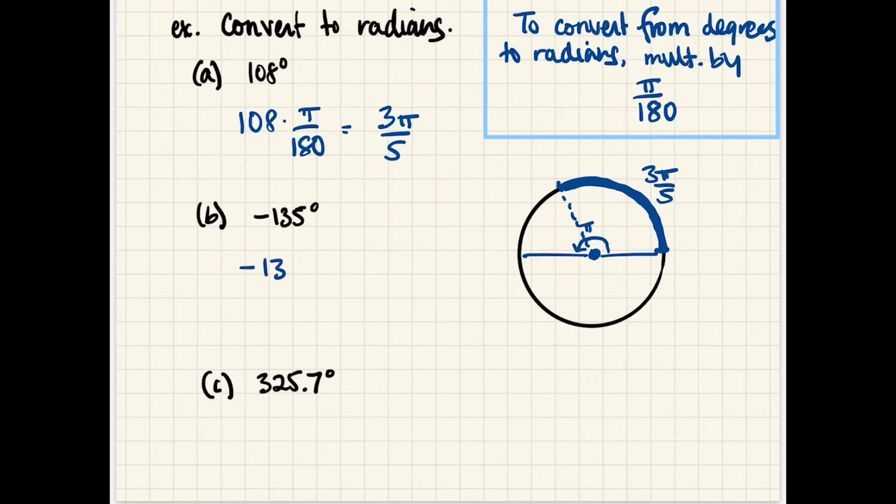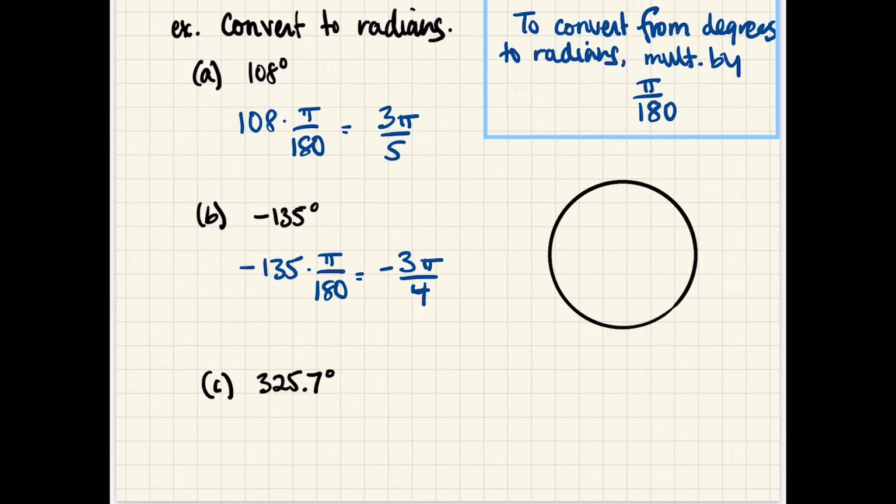So negative 135 multiplied by pi divided by 180. This is also going to give us a fraction involving pi, and it'll be negative. 135 is 3 times 45, and 180 is 4 times 45, so this is negative 3 pi over 4. So we can visualize this as negative 3/4 of a semicircle. Negative angles, of course, read clockwise. This is about negative 3/4 of the way around. So there's our angle of negative 3 pi over 4.